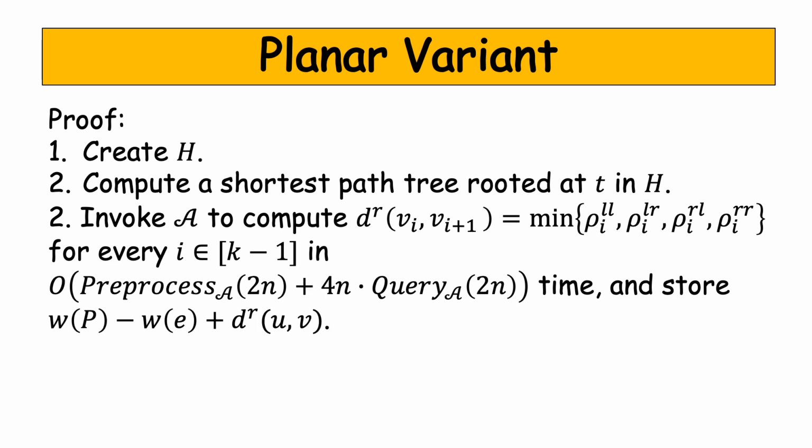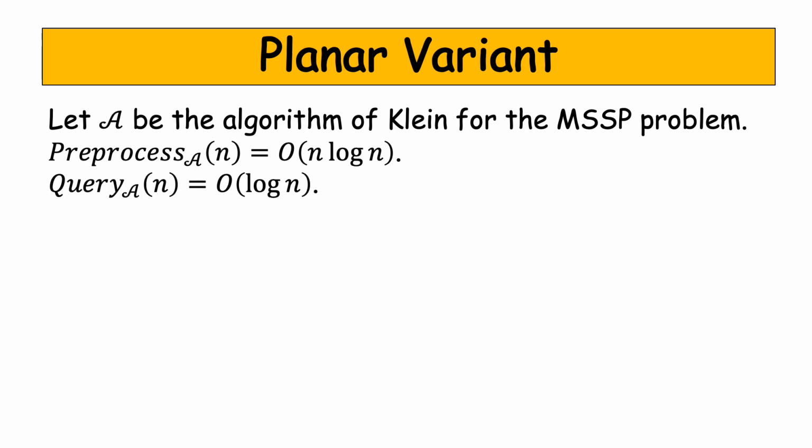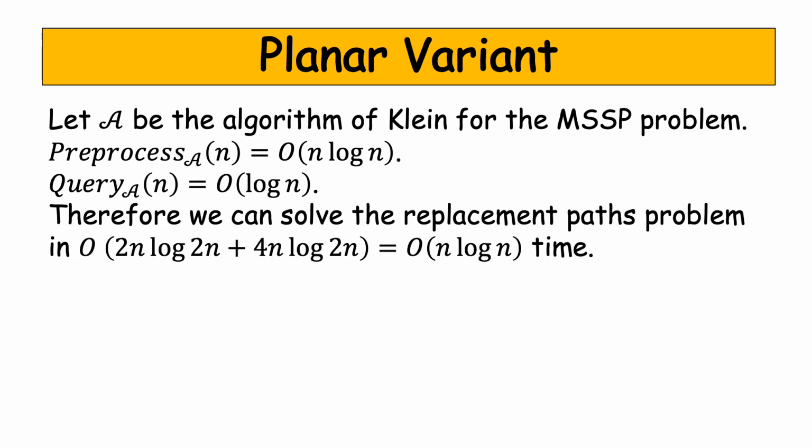And we store the value of the weight of P minus the weight of V plus the distance from U to V in the graph GR. And as we have seen before, this is equal to the distance from S to T in the graph G minus E. In particular, if we use the algorithm of Klein that solves the MSSP problem, whose pre-process time is n log n and the query time is log n, then we can solve the replacement path problem in total time of n log n.